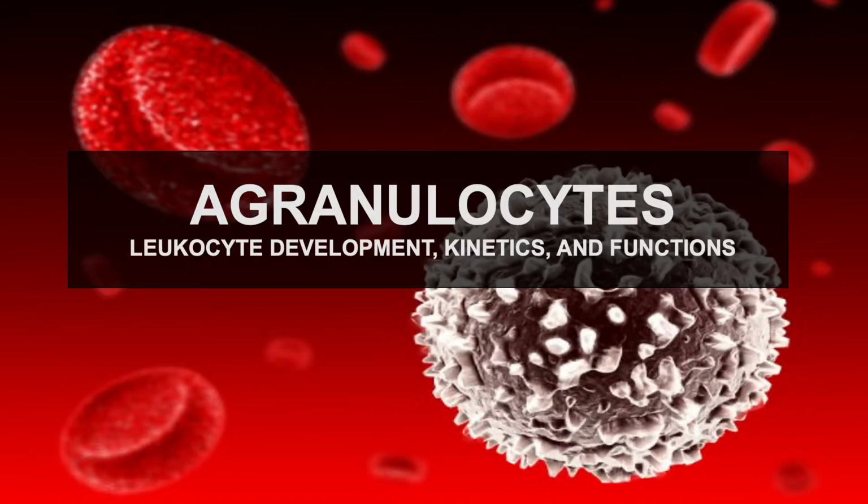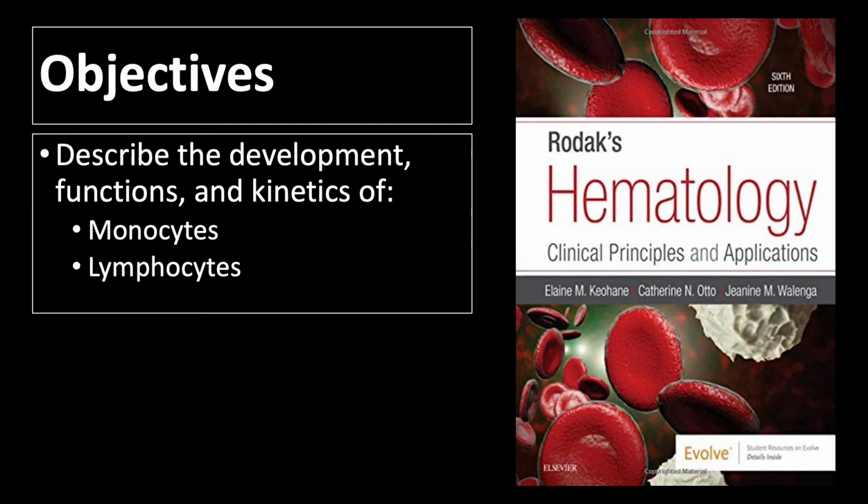We will be discussing part 2 of the leukocyte development, kinetics, and functions of the leukocyte series, in which we will be concentrating on the agranulocyte group. For the objectives of this discussion, we'll be able to describe the development, the function, and the kinetics of the following cells: the monocytes and the lymphocytes, which comprise the agranulocytes.